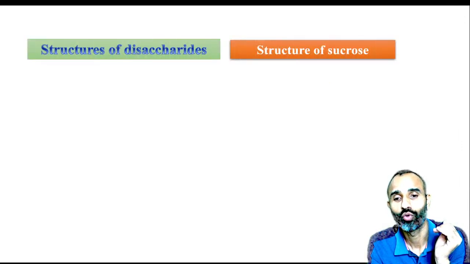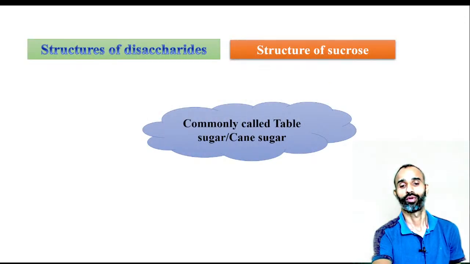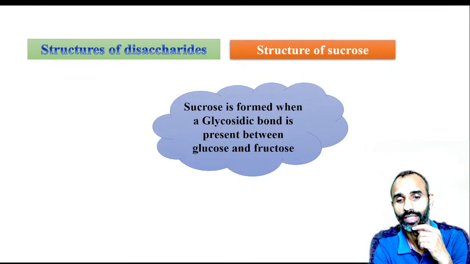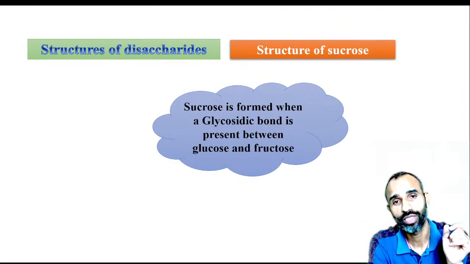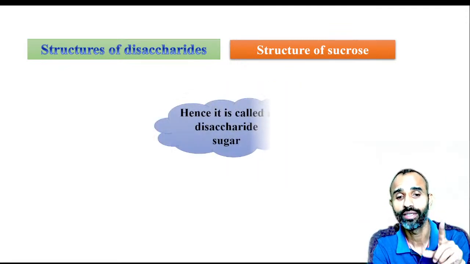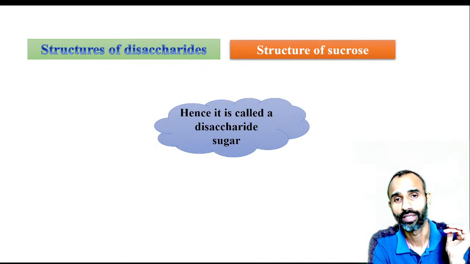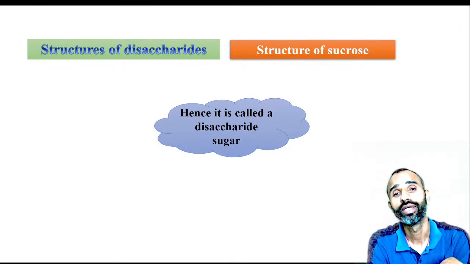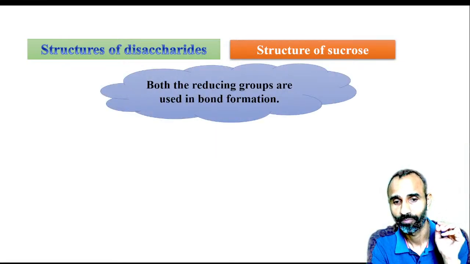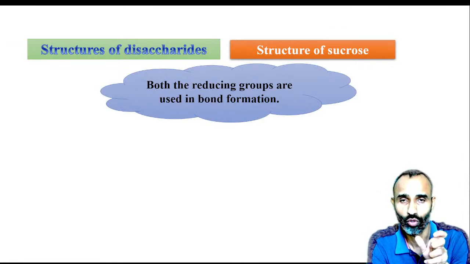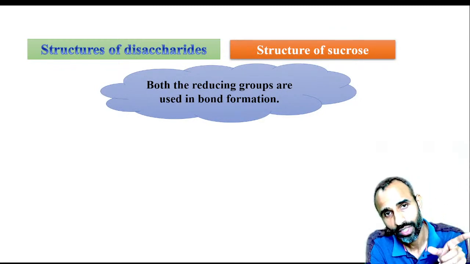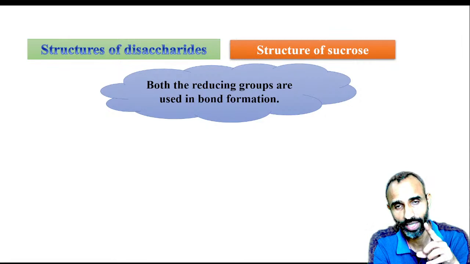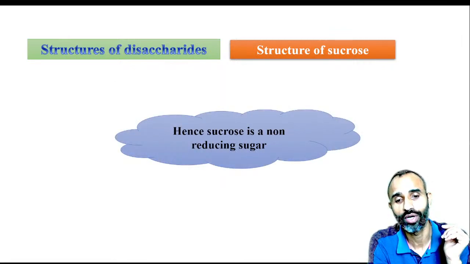Now sucrose. Cane sugar is sucrose, and there is a glycosidic bond between glucose and fructose. As there are two monosaccharides joined together by a glycosidic linkage, it is called a disaccharide. And you know both the reducing groups, C1 of glucose and C2 of fructose, are bonded together, and that's why they are called non-reducing.